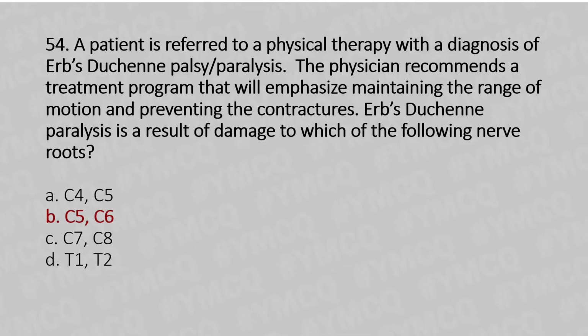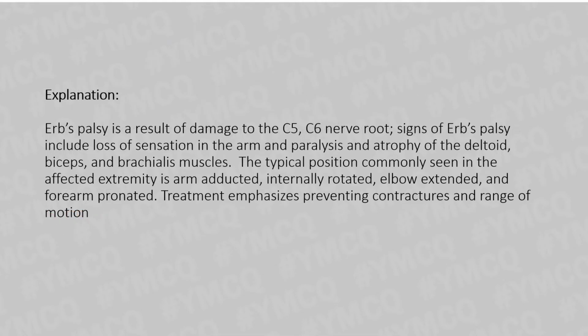Option B. C5, C6. Explanation to this question is, Erb's palsy is a result of damage to the C5, C6 nerve roots. Signs of Erb's palsy include loss of sensation in the arm and paralysis and atrophy of the deltoid, biceps and brachialis muscles. The typical position commonly seen in the affected extremity is arm adducted, internally rotated, elbow extended and forearm pronated. The treatment emphasizes preventing contracture and maintaining range of motion.